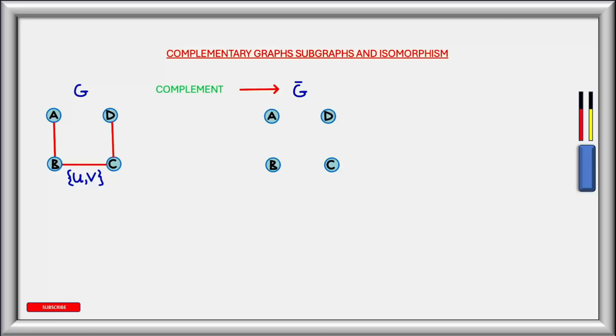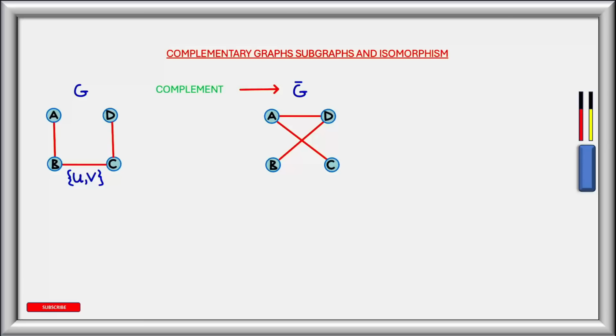Look at vertices A and B. In graph G, they're adjacent, meaning there's an edge connecting them. So this edge cannot exist in G bar. Look at vertices A and C. Are they connected in graph G? No. So in G bar, we need to include that edge. And if we look at vertices A and D, there's no connection in G. So again, we include an edge in G bar. And in graph G, there is no connection between vertices D and B. And therefore, we need to include it in graph G bar.